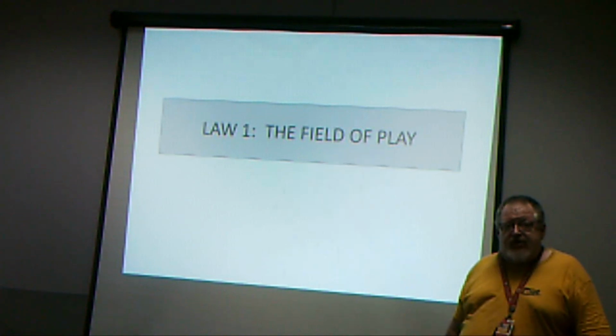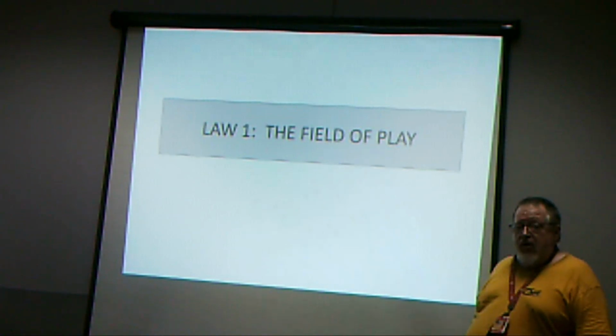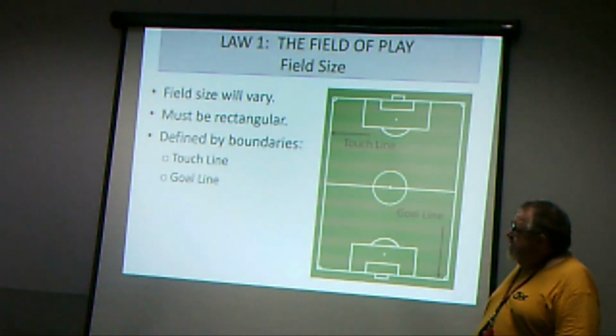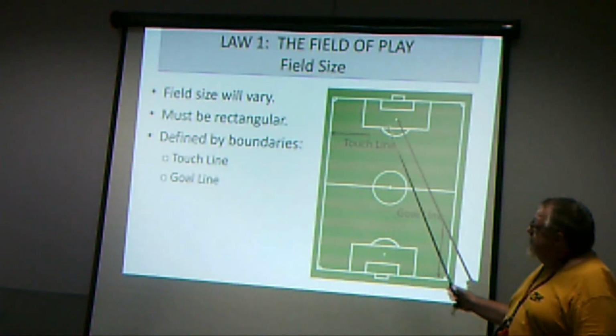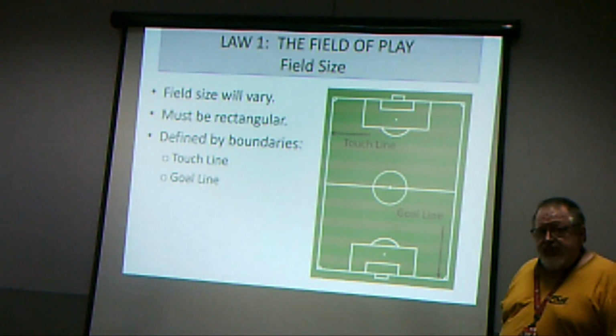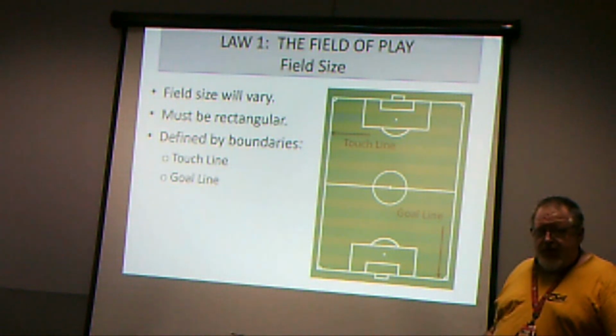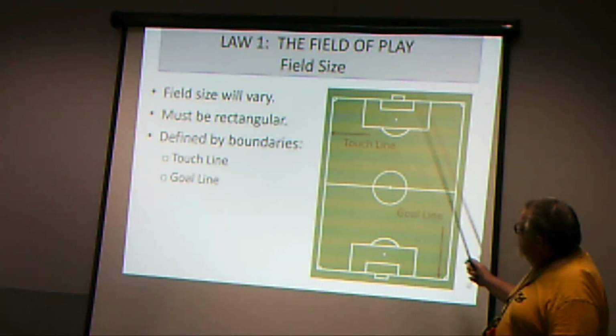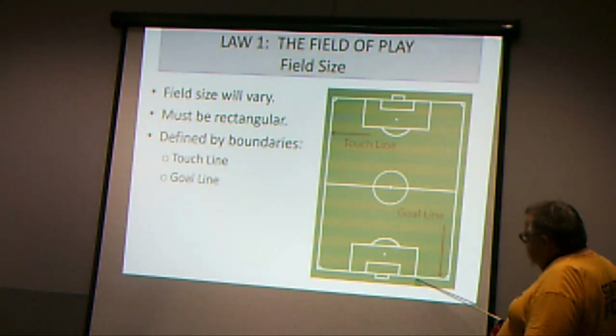There's 17 laws to the game. This is one law right here, the field of play. The field of play, first off, needs to be shaped like a rectangle. You're not going to play with a circle or a triangle or a square. You're going to have longer sides, shorter ends.